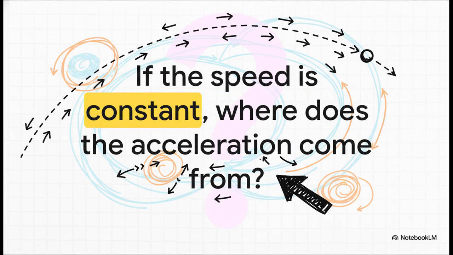Right away, this is a classic trap. You hear constant speed and your brain might just scream zero acceleration, right? But hold on. Remember, velocity is a vector. It's got speed, sure, but it also has a direction. If you're moving on a curve, your direction is always changing, even if your speedometer is stuck at 60. And any change in velocity, whether it's speed or direction, means you absolutely have an acceleration.